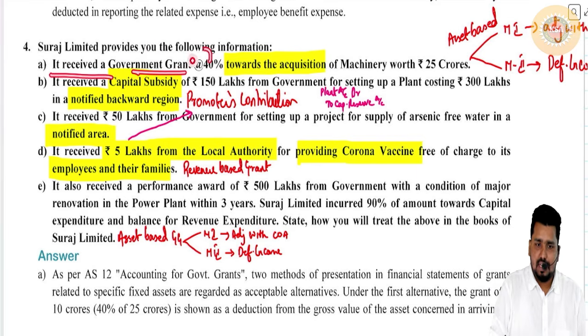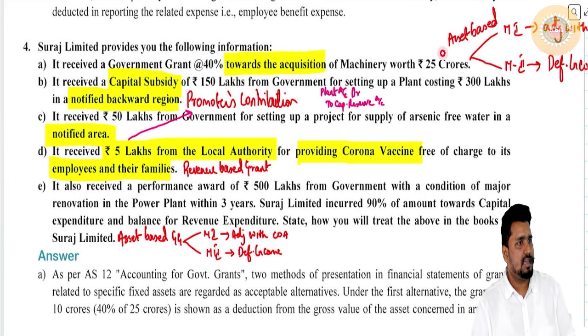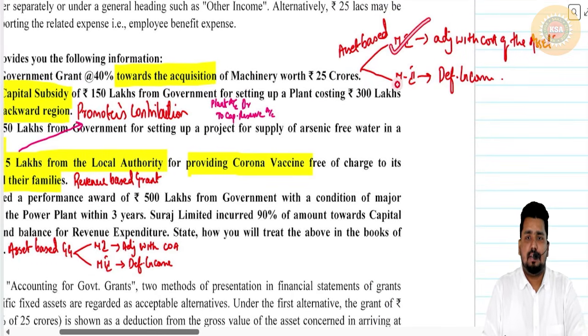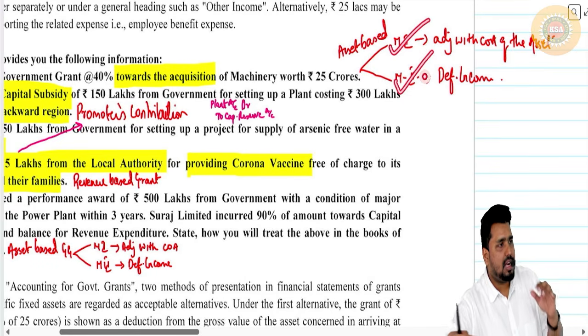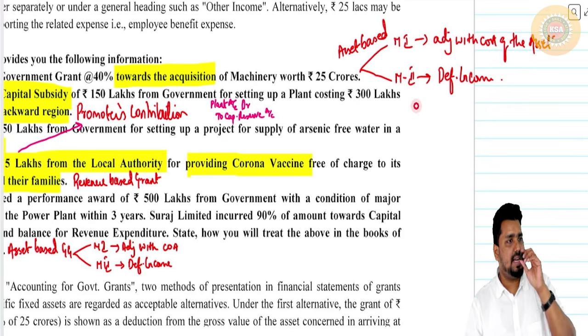It received a government grant of 40% towards acquisition of machinery. Is there any notified area, backward areas? Then it is an asset based grant. So in the answer, what you have to write is either method 1 or method 2. So fully alternative 1, this can be done. Alternative 2, this can be done. Like that you have to write.